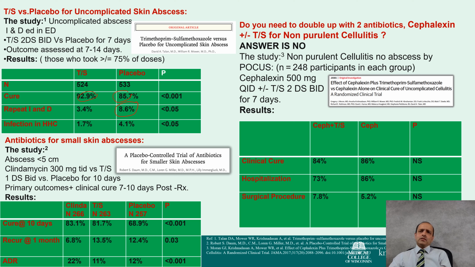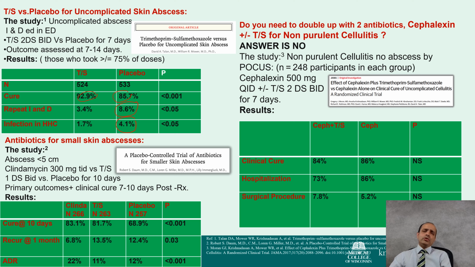The benefit was not limited to patient themselves. It was also seen in the household contacts. So up to 4% of the people who were not treated with antibiotics, they had infection in the household members. So after this study, we started treating uncomplicated abscess with short course of antibiotic.